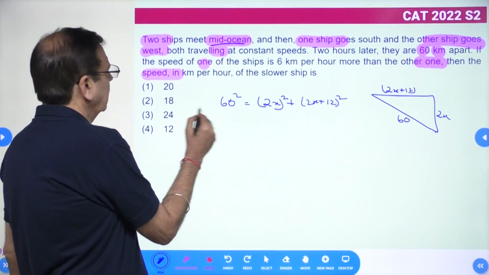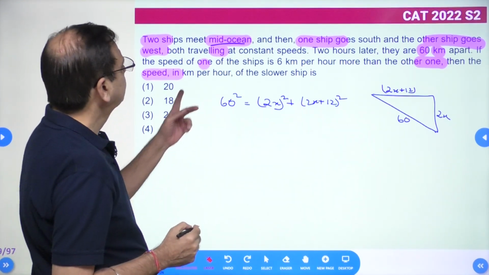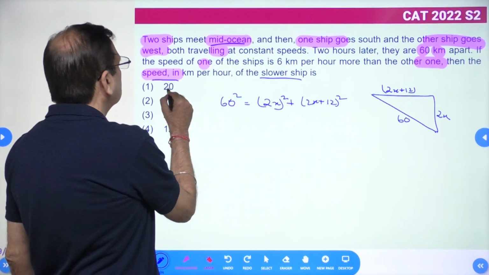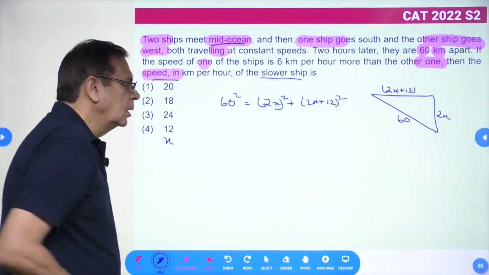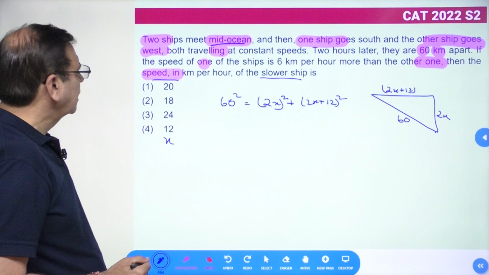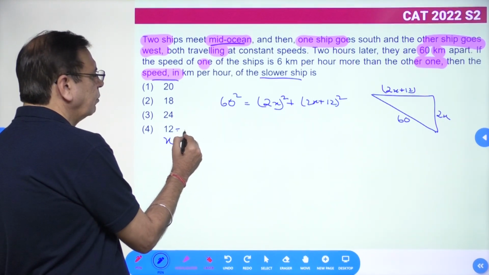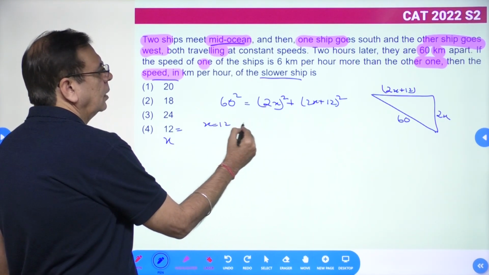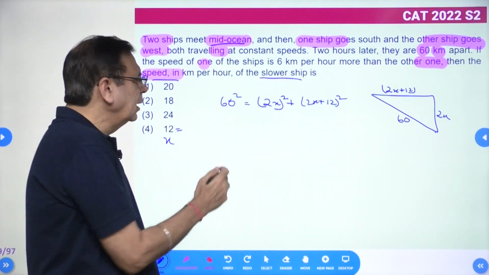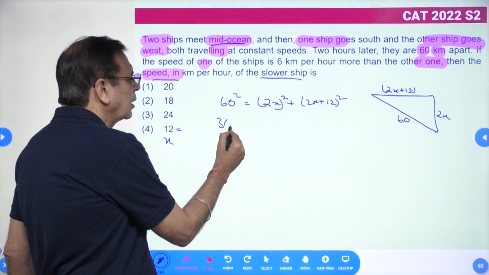Chalo, check karte hain. These are the values of the speed in kilometers of the slower ship. So these are x. If this is x, this equation should hold. Let's check the choices. If x is equal to 12, the first thing is 60 square, which is no problem: 6 6 are 36 and 3600.